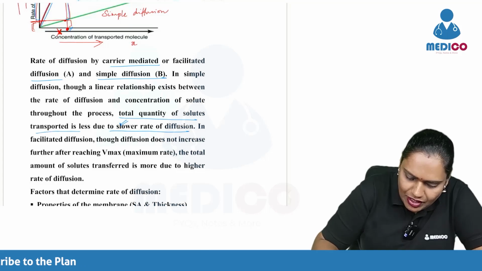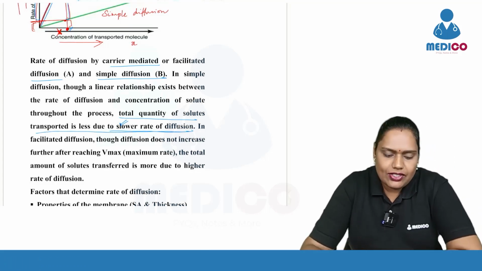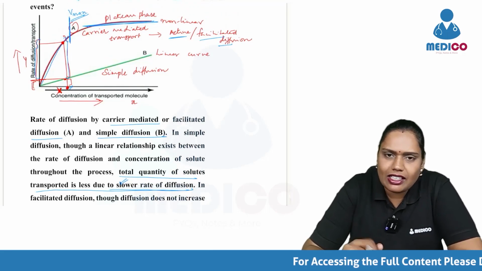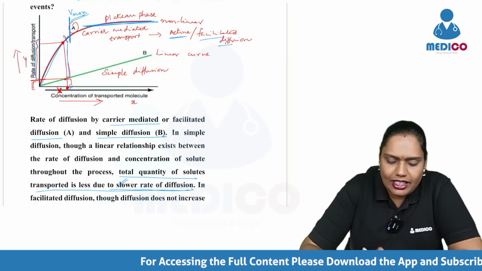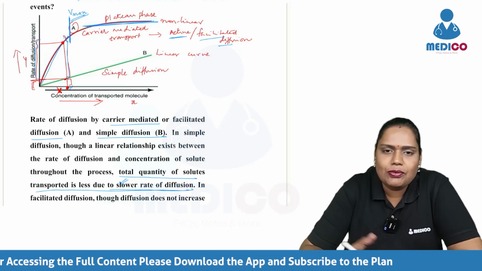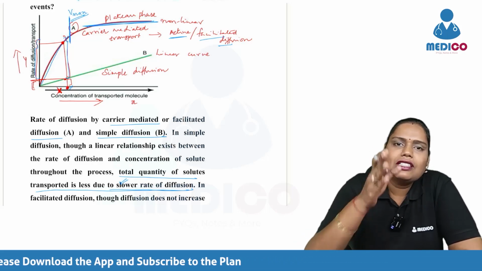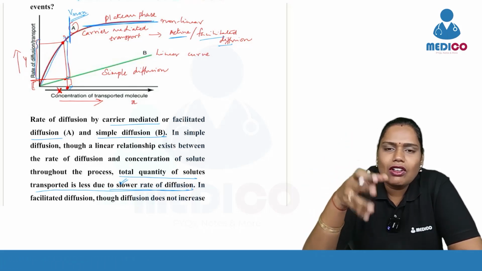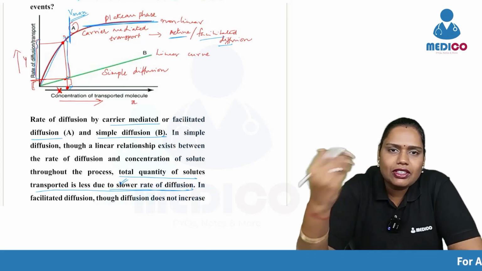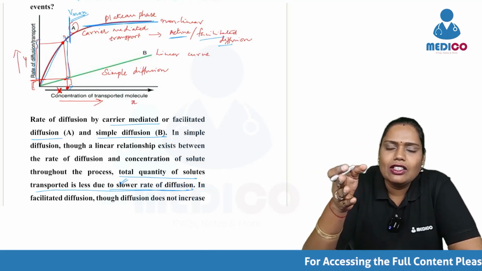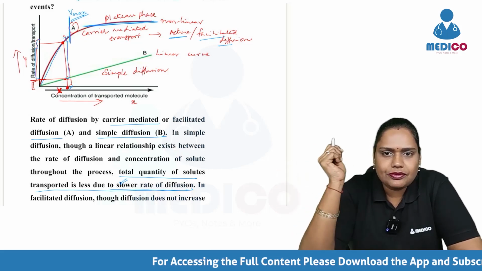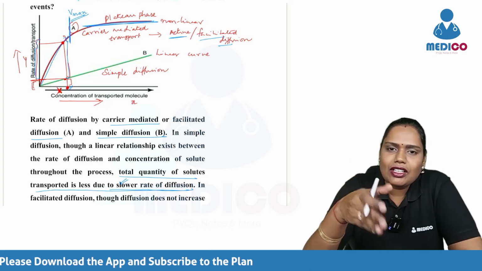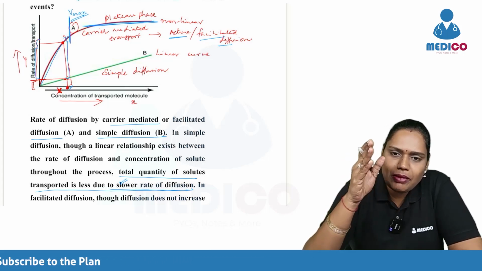The total quantity of solutes transported is much lesser in simple diffusion, whereas in facilitated diffusion, okay, let us take it as facilitated diffusion. In a carrier mediated transport like facilitated diffusion, though it is limited by Vmax. Vmax means that is the maximum that it can transport. That is, once all the carrier protein which is transporting that particular substance is saturated, no more transfer of substances will happen. So that is called Vmax. This type of transport is limited by Vmax.